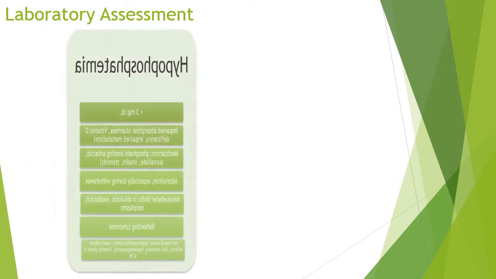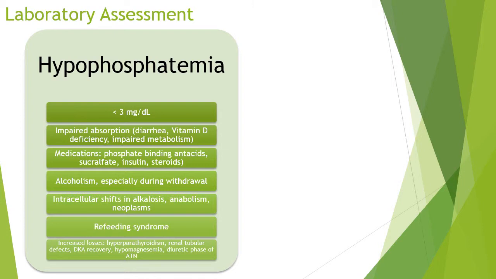Another lab is serum phosphorus. Normal is 3.0 to 4.5 milligrams per deciliter. Serum phosphorus is a poor reflection of body stores because less than 1% is in the extracellular fluid. Bone serves as a reservoir. Hypophosphatemia is less than 3. It could be due to impaired absorption, medications, alcoholism, intracellular shifts, refeeding syndrome, or increased losses.